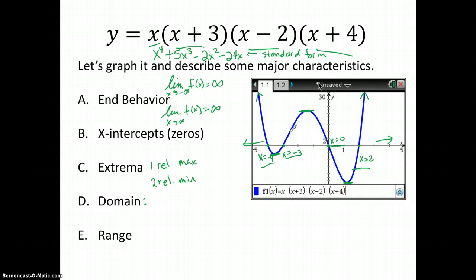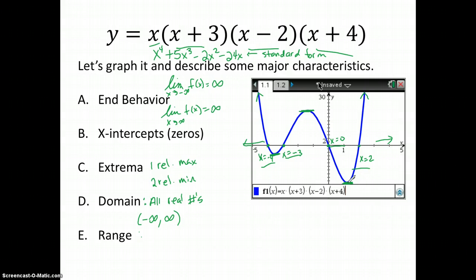The domain for this polynomial, as x goes out to infinity, it doesn't look like anything is restricted. So this would be all real numbers. And remember, we write all real numbers in interval notation as negative infinity to infinity. The range, well, the range also does the same. Well, actually, the range is a little different. The range stops right there.